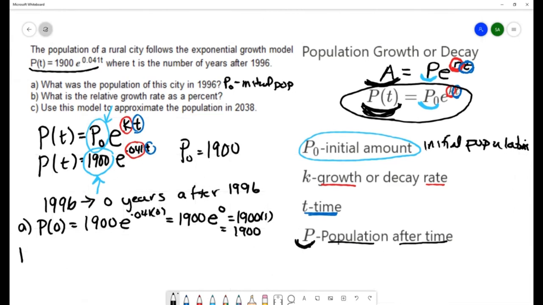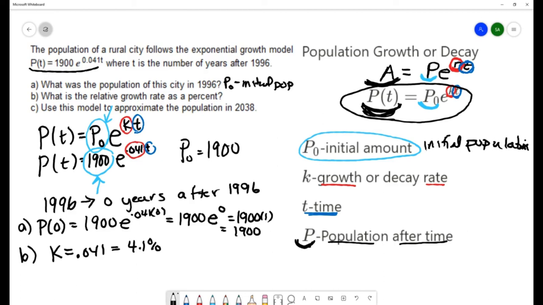For part B, what is the relative growth rate? The growth rate will be the value of K. So we have K equaling 0.041, and if we pay attention to the details, this question is asking for it to be written as a percent. So we're going to move that decimal place 2 places to the right to write 4.1% as the growth rate.